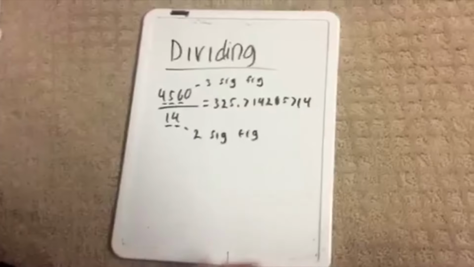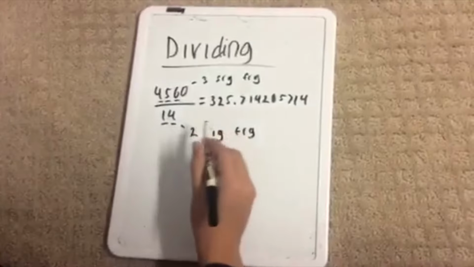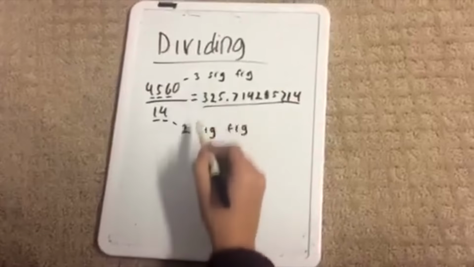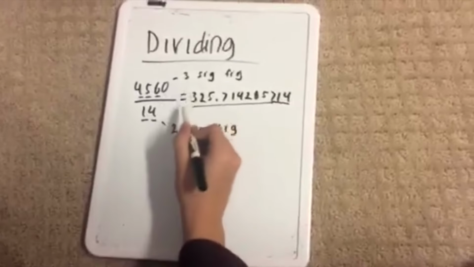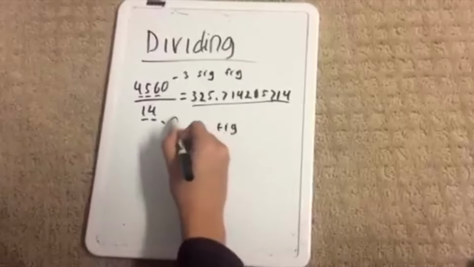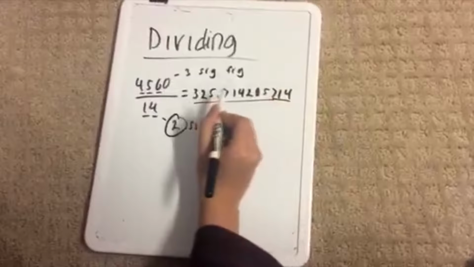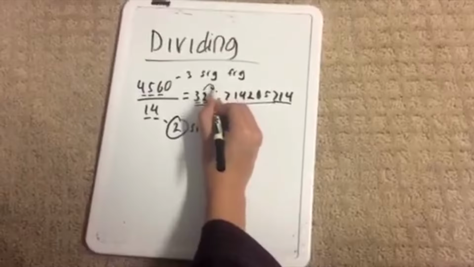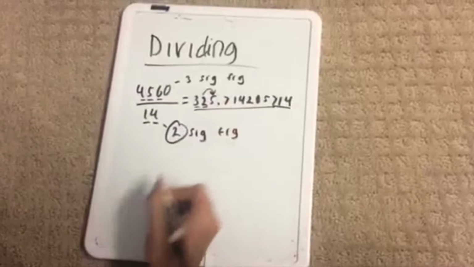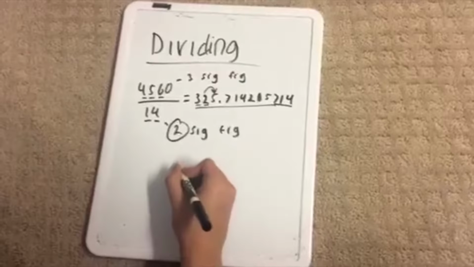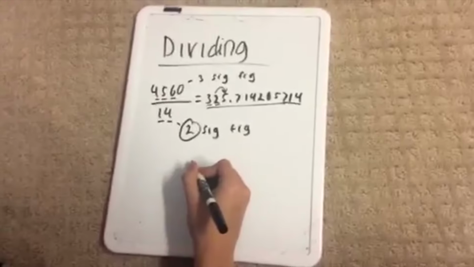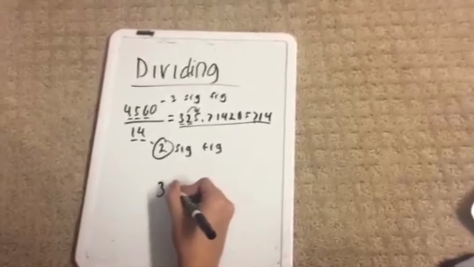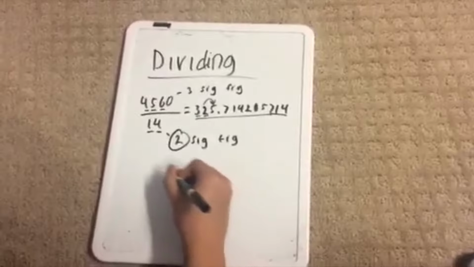fig. Now, for step 2, you're going to round your answer to the least amount of significant figures. So the least amount we have here is 2. So you're going to go 1, 2, and you're going to round to number 5. Your final answer should only contain 2 significant figures. So your final answer would be 330.